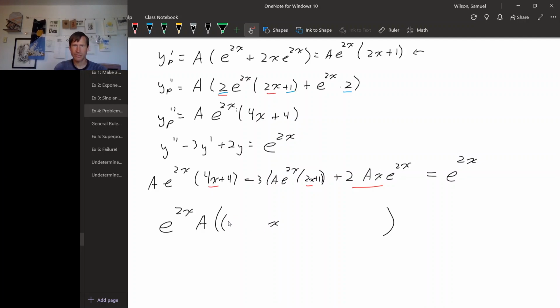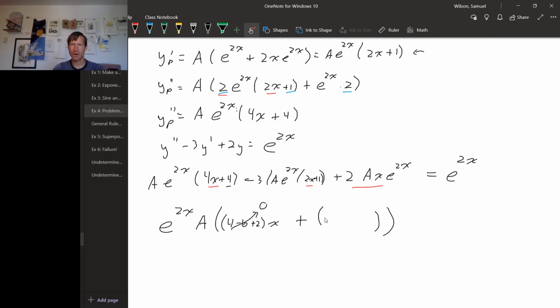This first one is 4. And then the second one, we get a minus 6. And then the third one, we get a plus 2. Notice that these add up to 0, which actually is what we want because this left-hand side is supposed to be equal to the right-hand side, but the right-hand side doesn't have a factor of x. So it's good that these add up to 0. That's a good sign.